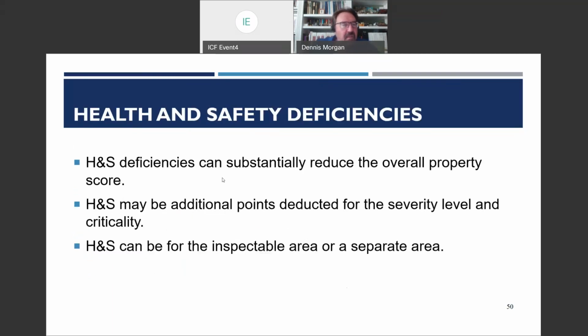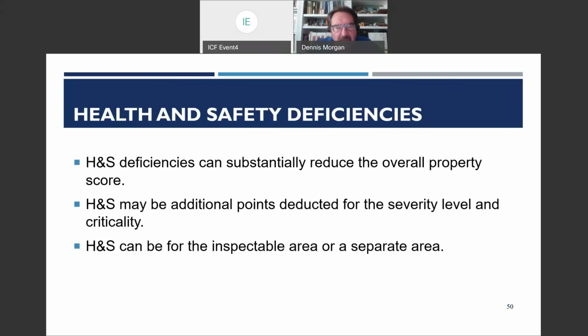Health and safety, or the H&S deficiencies, can also substantially reduce the overall property score. Health and safeties is what I call the double dinger. Additional points are deducted based upon the severity level and based upon the criticality as well. Health and safety can be an inspectable area, or a separate area as well.